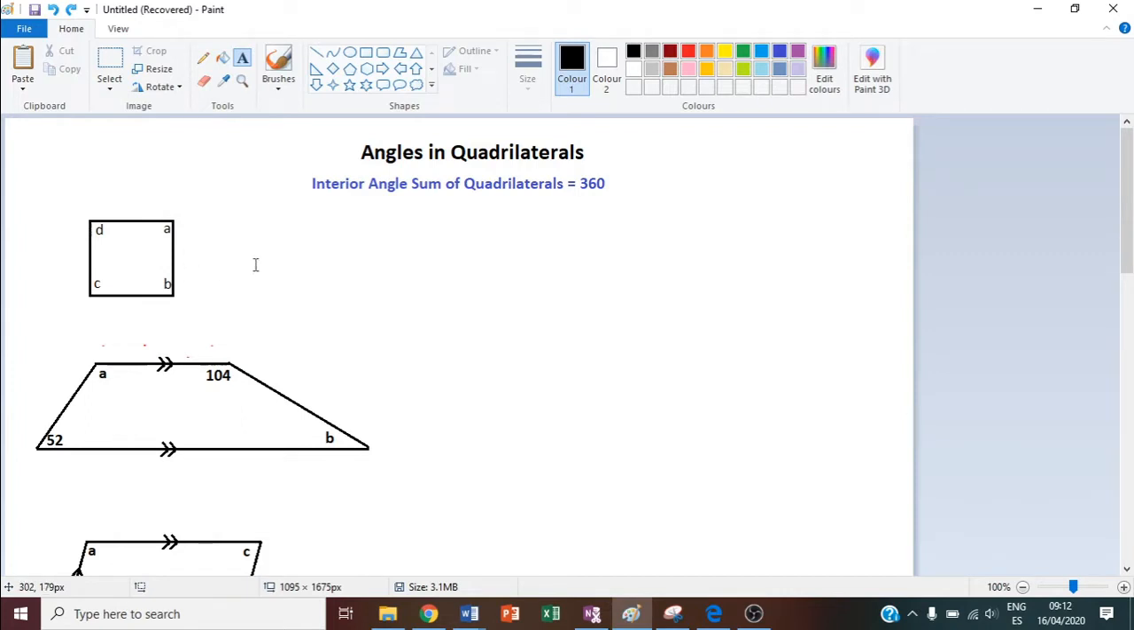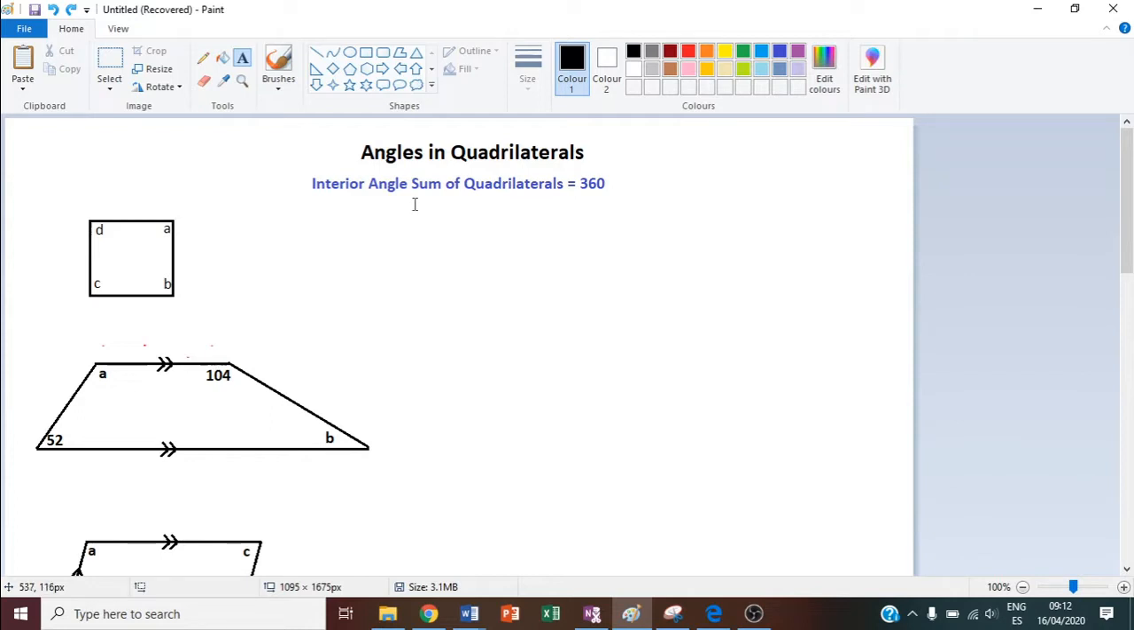However, just having this rule here is not going to be enough to help me find all of the angles inside a quadrilateral. It would really only help if I already knew 3 angles and I was just looking for the 4th one. So we're going to need to remember the names of quadrilaterals as well as their properties and the other angle rules that we've been studying.